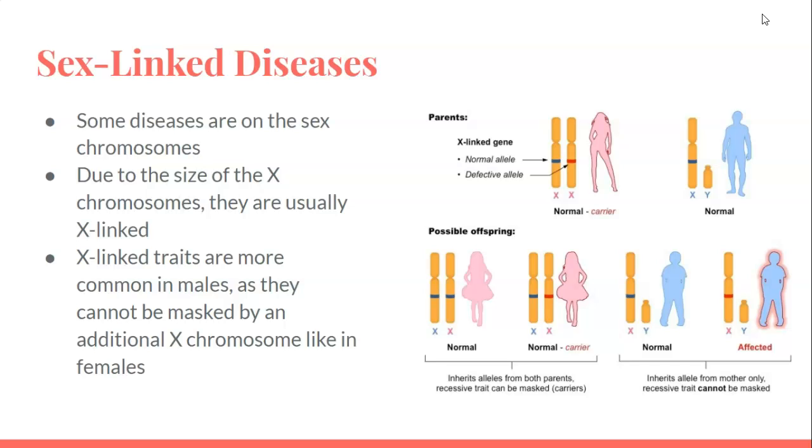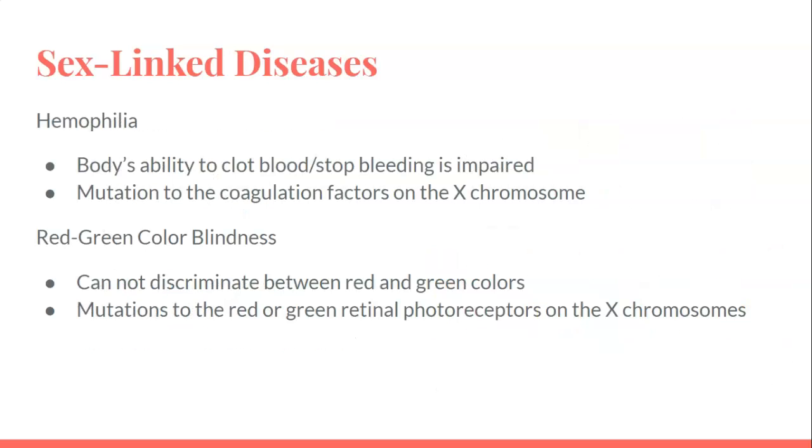So moving into sex-linked diseases, these are diseases that are found strictly on sex chromosomes. Because the X chromosome is so much larger than the Y chromosome, they're usually found on the X chromosome. And because of that, they're significantly more common in males because females have 2 X's. So you can always mask a faulty allele with a normal allele, but males only have 1 X. So if they have a faulty allele, they have to show that faulty allele.